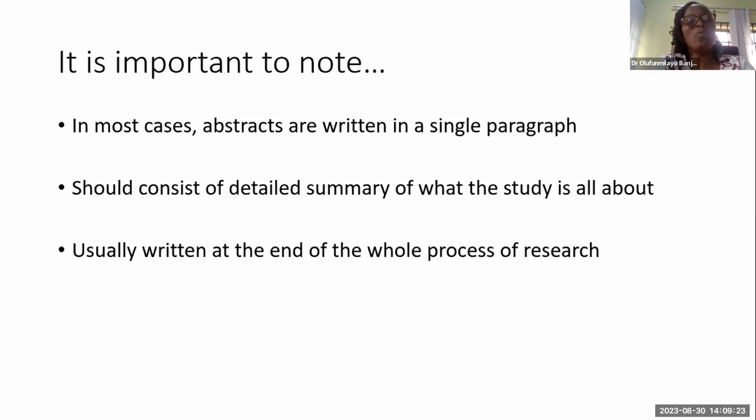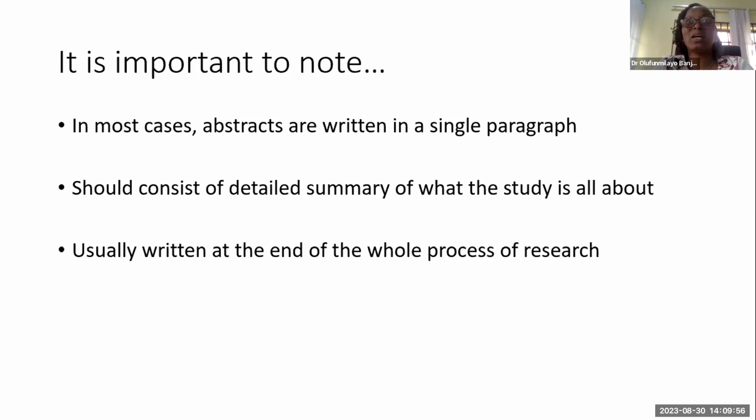Having to write a 100-word abstract, at some point I had to sit down and ask what do I really want to include. A 100-word abstract is very, very small and short. So don't forget that you have to write your abstract at the end of the whole process of your research. After the study has been done, in fact, it's the last thing.